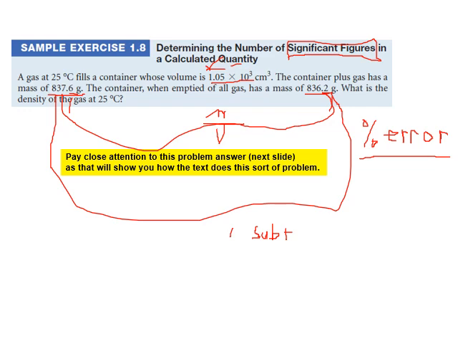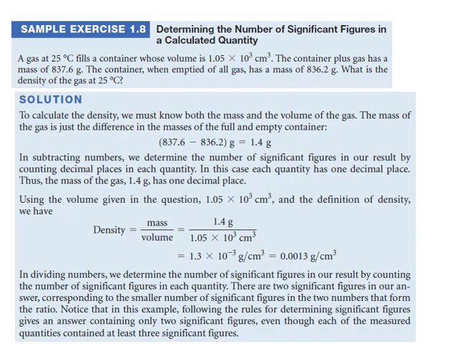Okay, so let's go ahead and do this. I've actually set it up for you. Let's go to the next slide and look at the answer. So here's what you get when you subtract 836.6 minus 836.2: 1.4, and that's to one decimal, and that's correct. You don't have to do anything. And that's also 2 sig figs when you do your division.